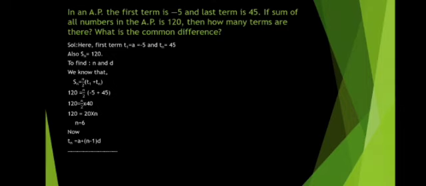Now we want to find the value of d. For finding the value of d, we'll apply the formula of Tn, that is Tn is equal to a plus n minus 1 into d. Here in place of Tn we'll put 45, in place of a we'll put minus 5, and in place of n we'll put 6. So by solving this expression you will get the value of d. Getting all? So this part you will do by yourself.